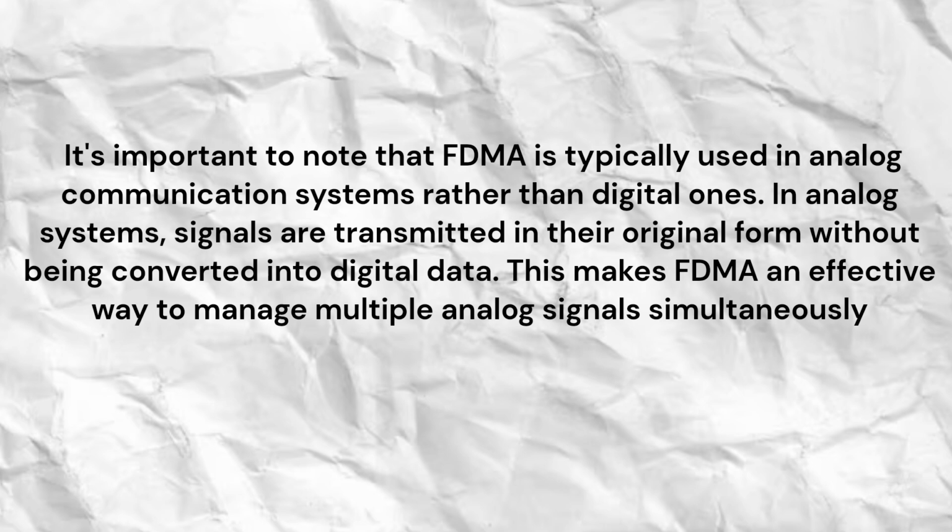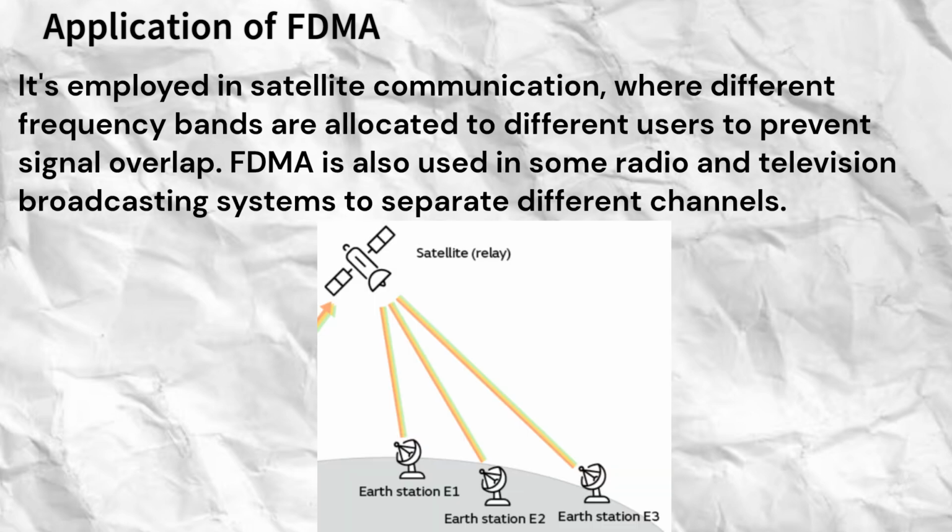In analog systems, signals are transmitted in their original form without being converted into digital data. This makes FDMA an effective way to manage multiple analog signals simultaneously. Despite being less common in modern digital systems, FDMA is still used in various applications today. It's employed in satellite communication, where different frequency bands are allocated to different users to prevent signal overlap. FDMA is also used in some radio and television broadcasting systems to separate different channels.